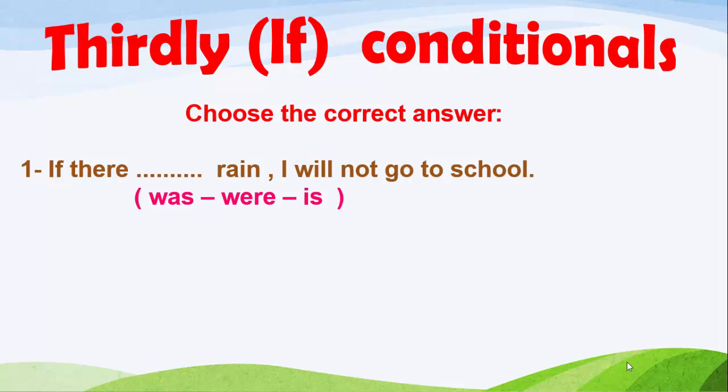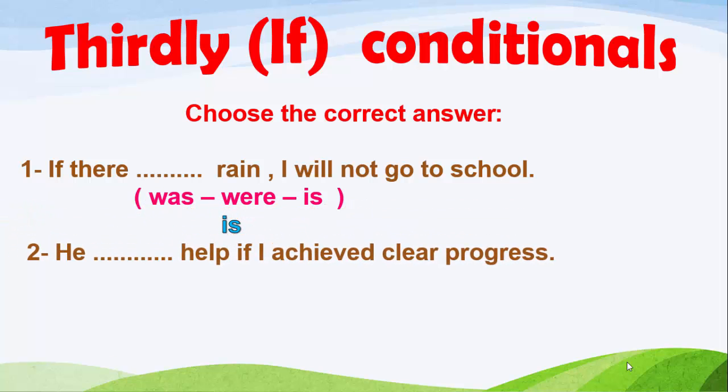The correct answer must be is. Excellent. So the correct answer is is, because this is the first case or the first conditional, and the verb must be in present simple because the second sentence is formed with will. So this is the first conditional, and in the first conditional I have to use the verb in the present simple. Let's take the second sentence.